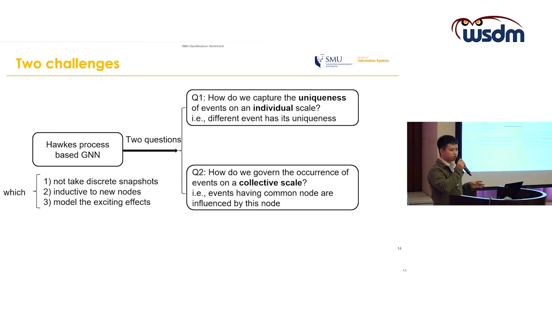But there are still two open questions to address. Question one, how do we capture the uniqueness of events on an individual scale? That is to say, different events have their uniqueness. And question two, how do we govern the occurrence of events on a collective scale? That is to say, events having a common node are influenced by this common node.